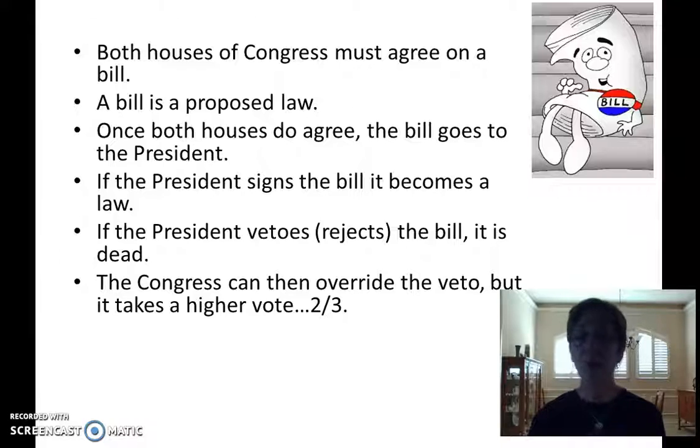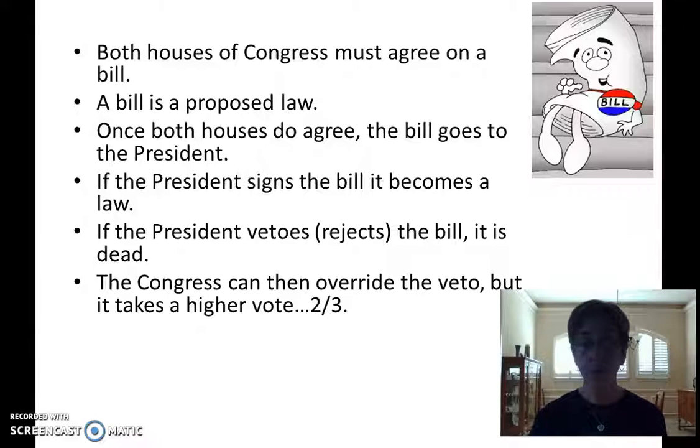Like if it starts in the House, it has to go to the Senate. If it starts in the Senate, it has to go to the House. And then both of those have to agree. Once they both agree on whatever's in this bill, it goes to the president. The president can choose to sign it, and if he does, it becomes a law. Or if the president decides he doesn't like it, he doesn't have to sign it. And then it's called a veto. If he vetoes it, it's dead.